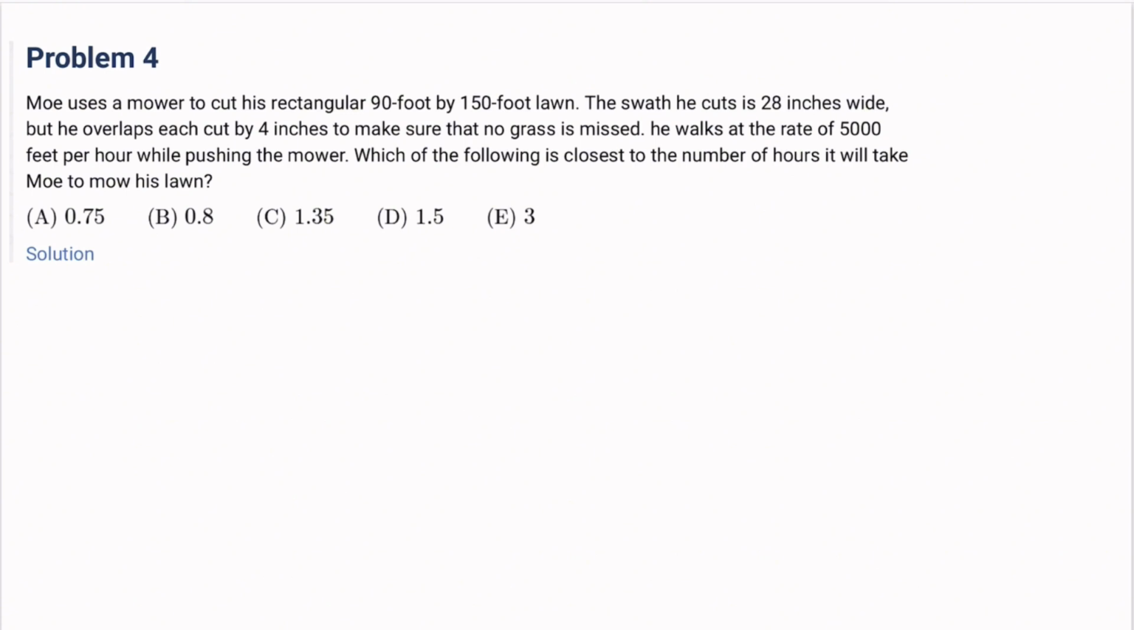Since he cuts 28 inches, but he overlaps each cut by 4 inches, this part means that if we don't think about the overlap, then we would have non-overlap.